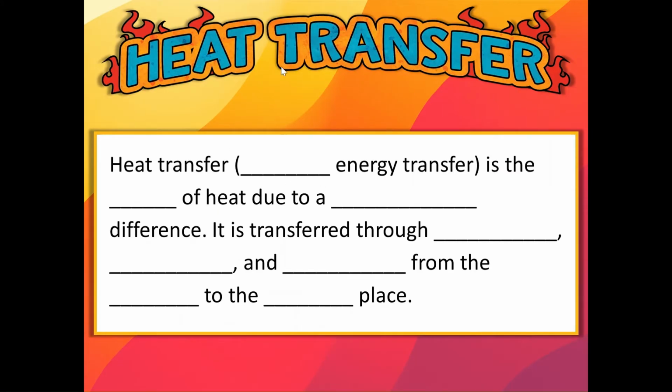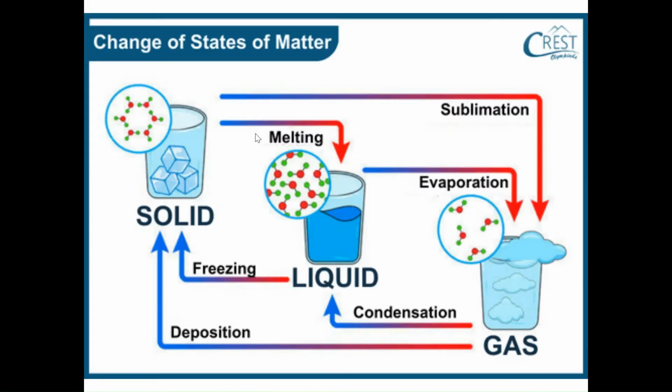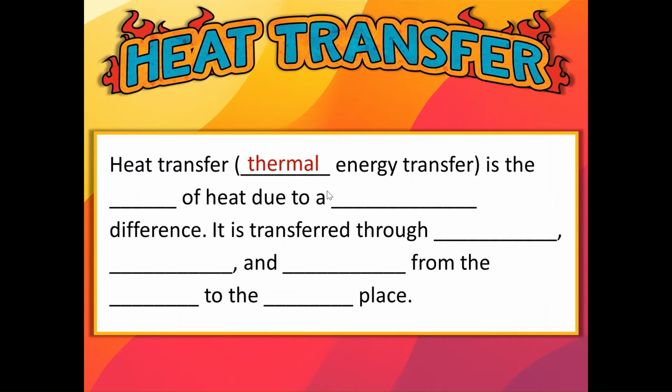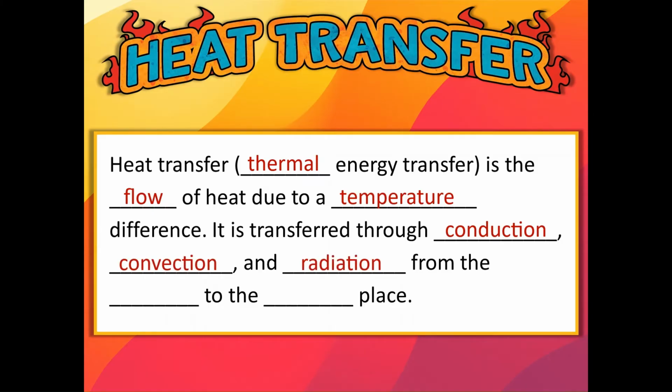Now I want to talk about heat transfer though, because we are able to go from one thing to another through the transfer of heat. Heat transfer, or a fancy word for that, thermal energy transfer, is the flow of heat due to temperature difference. We have three ways to do that: conduction, convection, and radiation. And it all goes from the thing that's the hottest to the thing that's least hot. So it always goes from hot to cold, hot to cold, hot to cold. So if you hear me say the word thermal energy, I'm referring to heat.